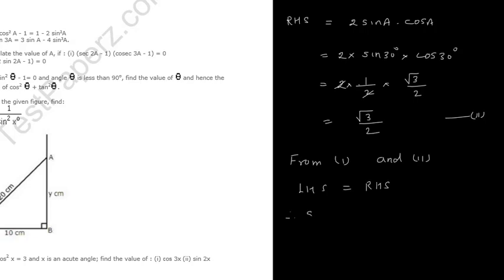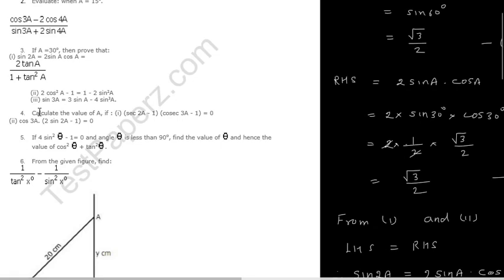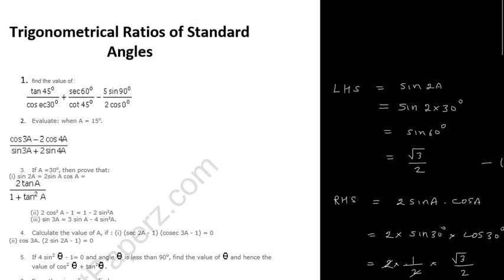Therefore sin 2a is equal to 2 sin a cos a. Next I have to prove, next question, if you see, we have to prove that this is equal to 2 tan a upon 1 plus tan square a. Okay, so it is not correct that I will start with LHS.